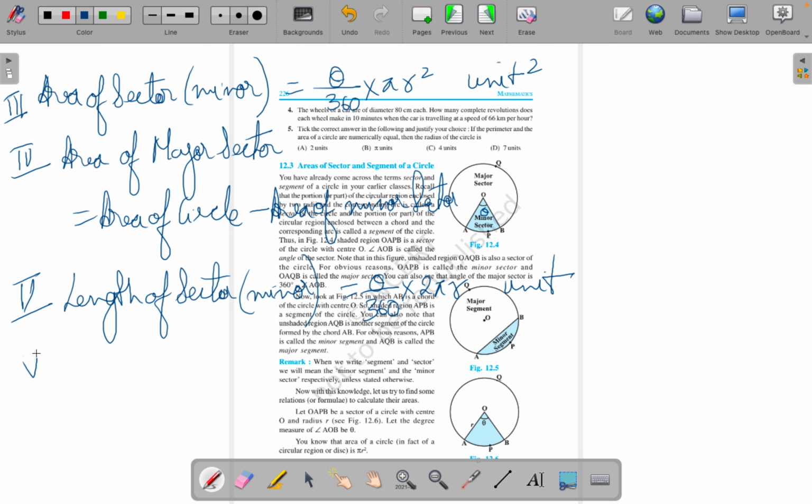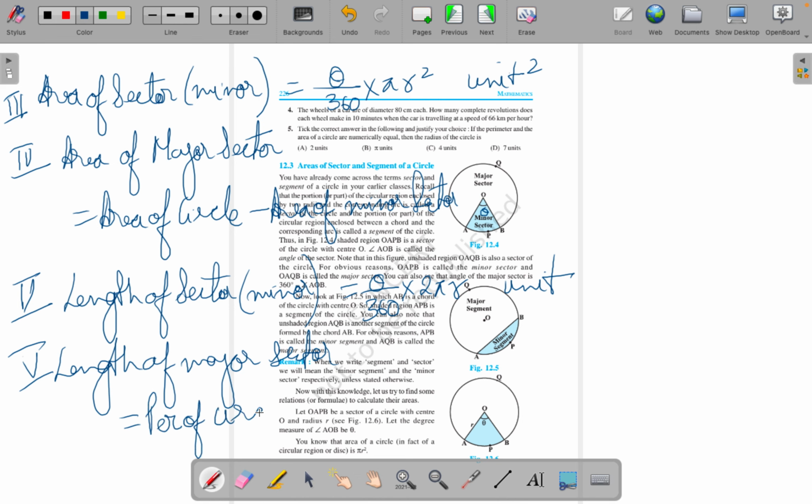Again, अगर आपको length of major arc चाहिए, sorry, major sector चाहिए, तो कैसे निकालोगे? पूरे perimeter of circle से हम minus कर देंगे length of minor sector, right? So what do you mean by, let me explain you. Length of minor sector means सिर्फ ये curved path.